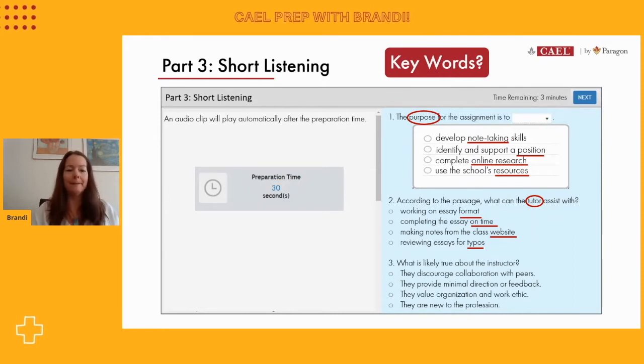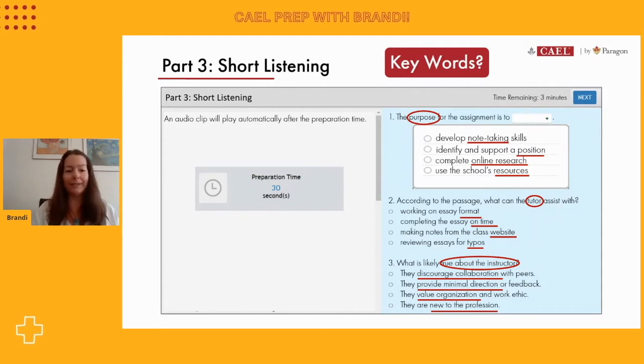Question 3 here talks about the instructor. I guess we're trying to figure out what is true about this instructor. So the choices there talk about how they might discourage collaboration, provide minimal direction, value organization and work ethic, and possibly they're new to the profession. So these are 4 very different choices by the looks of things.